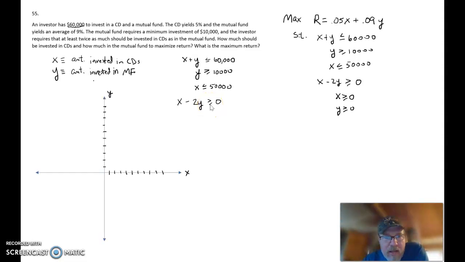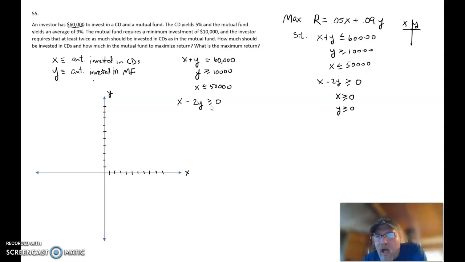So here I have an XY axis, and each one of my tick marks is in 10,000s. So 10, 20, 30, 40, all the way up to 100,000 on the X and the Y. So let's get some T's here. Here's the X and the Y coordinates. X plus Y less than or equal to 60,000. Again, you're graphing as if they're equal.